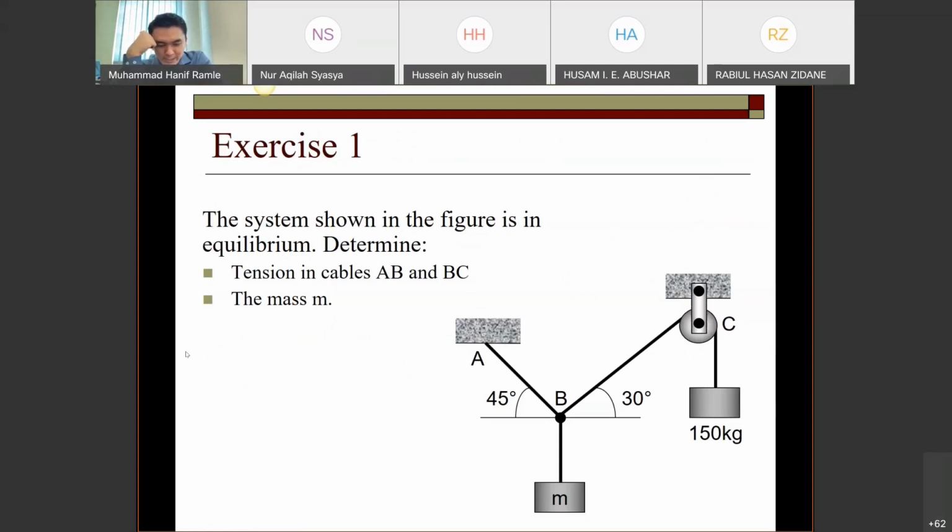Okay, if not yet, let's do it together. You have to prepare a sheet of paper and pen, and also a calculator. So can you do it now? Together. You have to find the cable AB, BC, and also the mass. Okay, can you get it in 5 minutes? 5 minutes only.